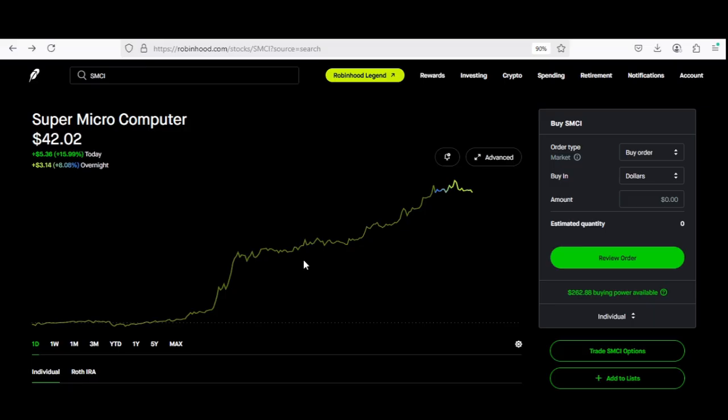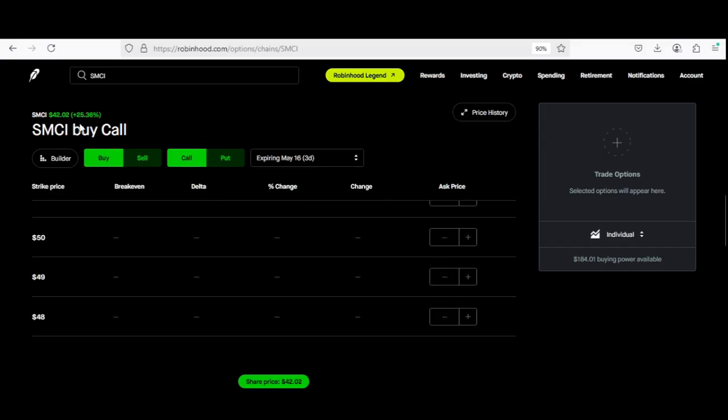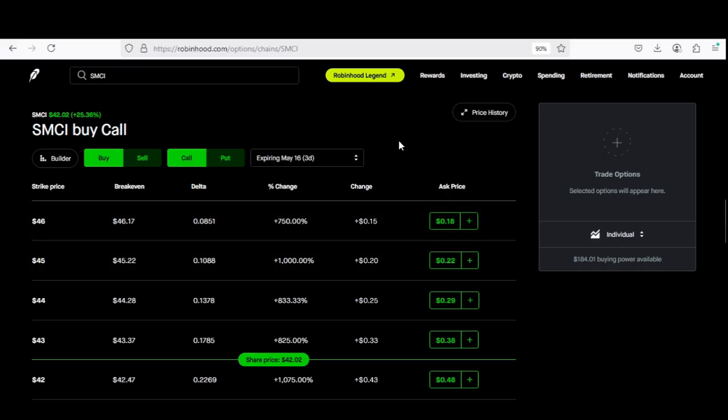So let's go ahead and get down and dirty with options. We do that by going to trade SMCI options down at the bottom in order for that to open up our option chain. Now, the option chain is representative of all this information down here. And what the option chain does is give us so much information that we're able to make a very informed decision about what strategies we want to get into.